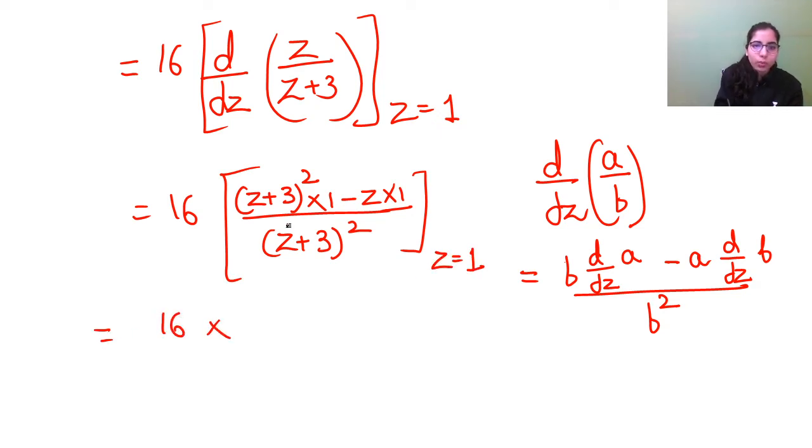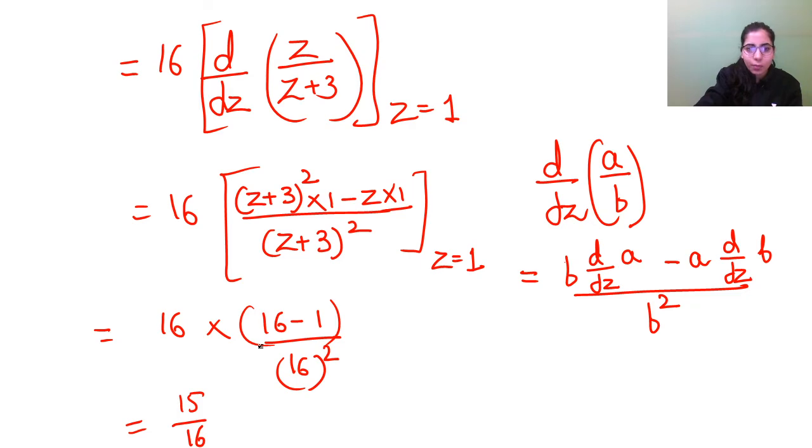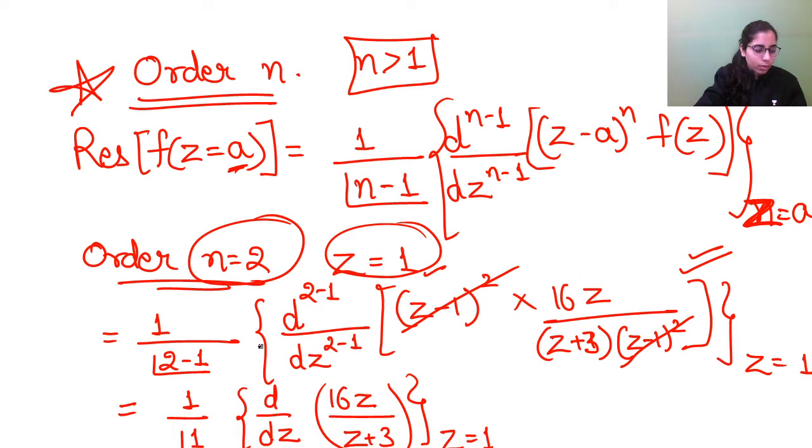16 into, when you put z is equal to 1, 4 into 1 is 4, minus 1 upon 3 plus 1 is 4, 4 fours are 16, squared. So it's going to be something like what we are getting just now. Is it clear till this point, or if there is any doubt, you can just let me know. So we are getting 15 upon 16. Are we getting 15 upon 16? Let me just check.